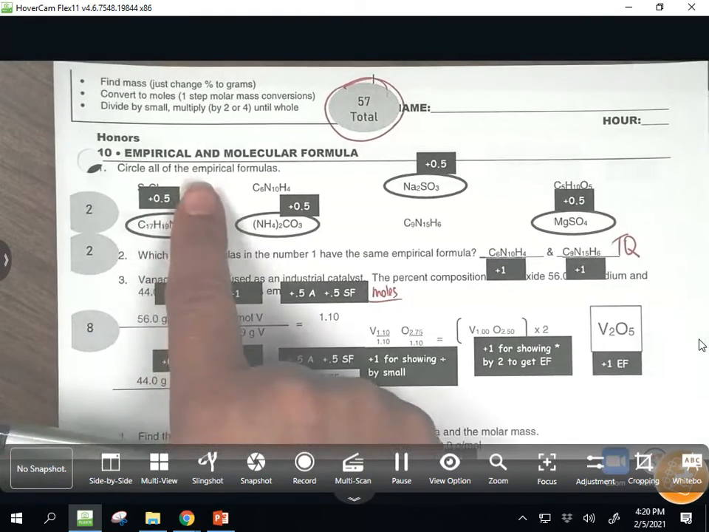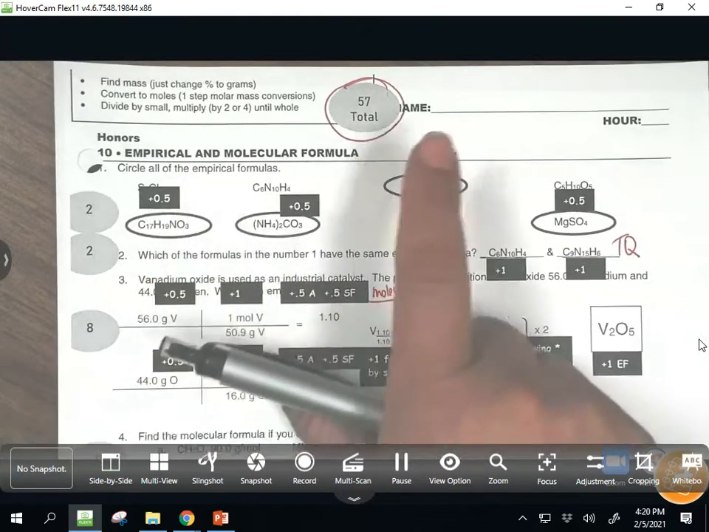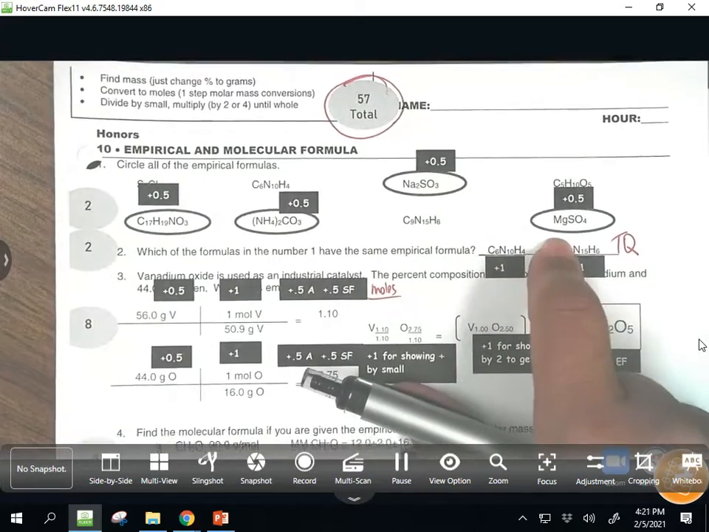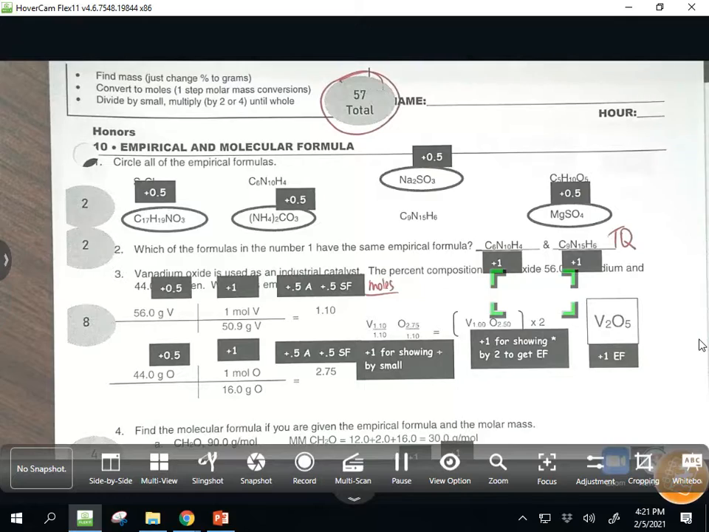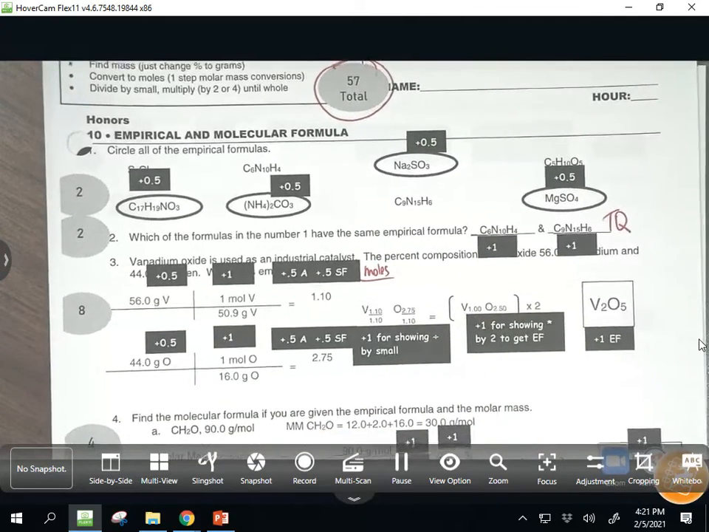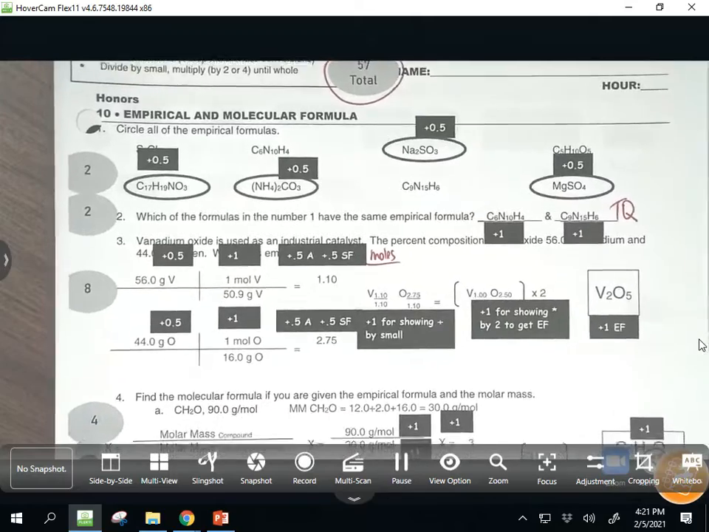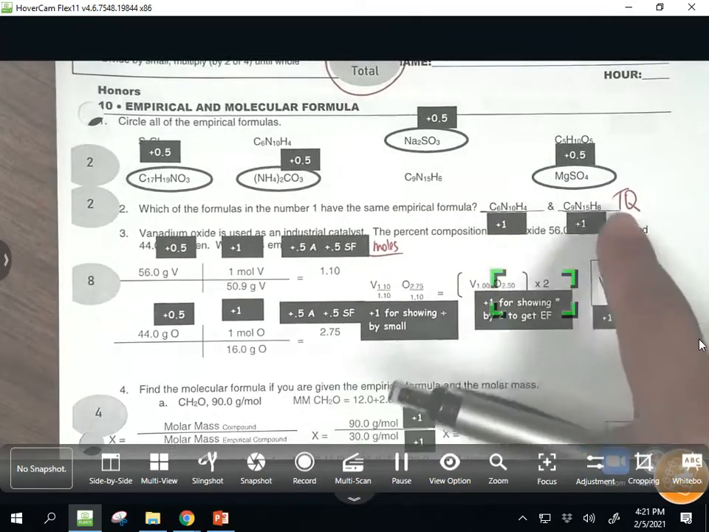So you're supposed to circle the empirical formulas, so you should have 4 of them circled. Those are each worth a 1/2 point. Which one of these formulas in problem 1 all have the same empirical formula? It'd be C6N10H4 and C9N15H6. I would know that for the test, okay?